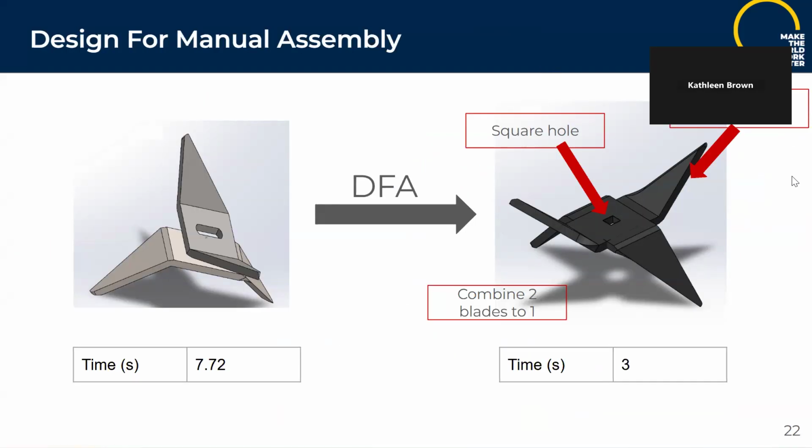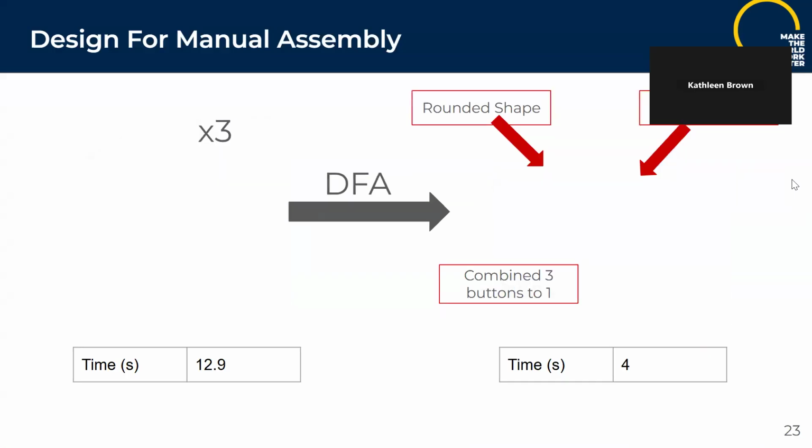These are the blades. We took these and designed them better for manual assembly. There was 2 blades with a slot in the middle, and we combined the 2 blades into one part. We changed the slot to be a square hole so that we could flip it and put it in any direction, as well as sharpening both of the blades instead of having one dull. And that way you could also flip it top to bottom and put it in either direction. This has a high importance, and the time was changed from 7.72 seconds to 3 seconds as manual assembly time.